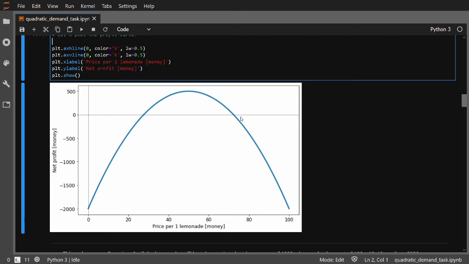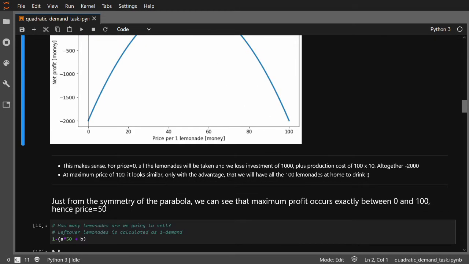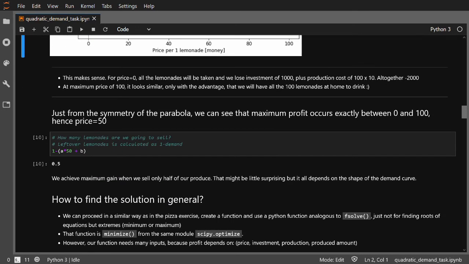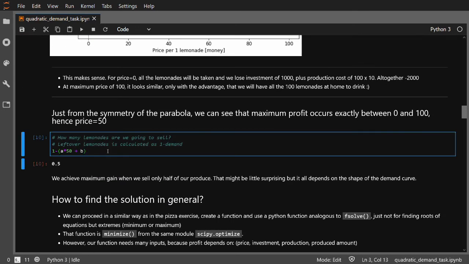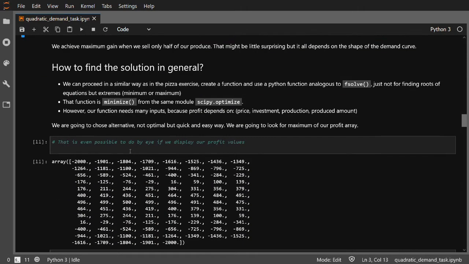Finally, you will see that the profit is really in the form of a quadratic function. We are going to discuss if this shape makes sense. Then we are going to calculate how big a fraction of lemonades we are actually going to sell and how to find the solution in general. We have the option similar to our fsolve from the pizza exercise, but this time there is a function called minimize which finds the maximum or minimum of functions, which is what we want for our profit.